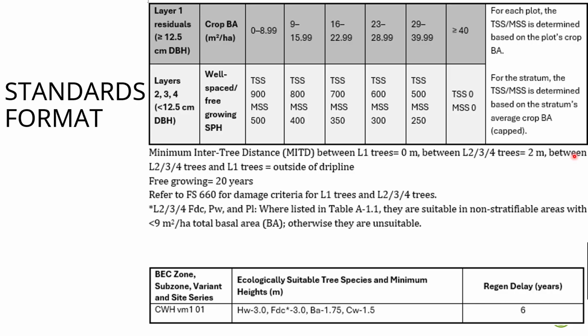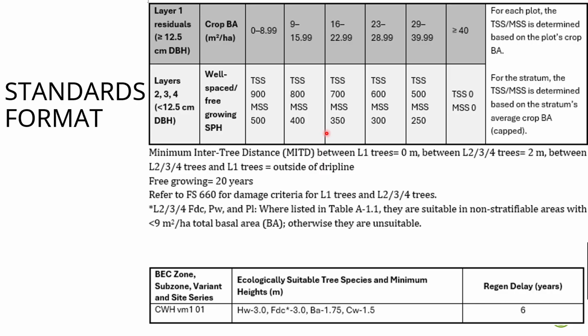So, how does it work? Basically, you have to determine your crop basal area at each plot. The plot's basal area then sets the regeneration requirements. So if plot 1 has 34 meters square per hectare, it would need to have at least 250 well-spaced stems per hectare in the understory. Then in plot 2, if you have 13 meters square per hectare, then you would need to have at least 400 well-spaced stems per hectare in the understory. And this makes sense. There's way more resources like growing space, light, water, and nutrients in plot 2 to support a higher understory stocking level than in plot 1.